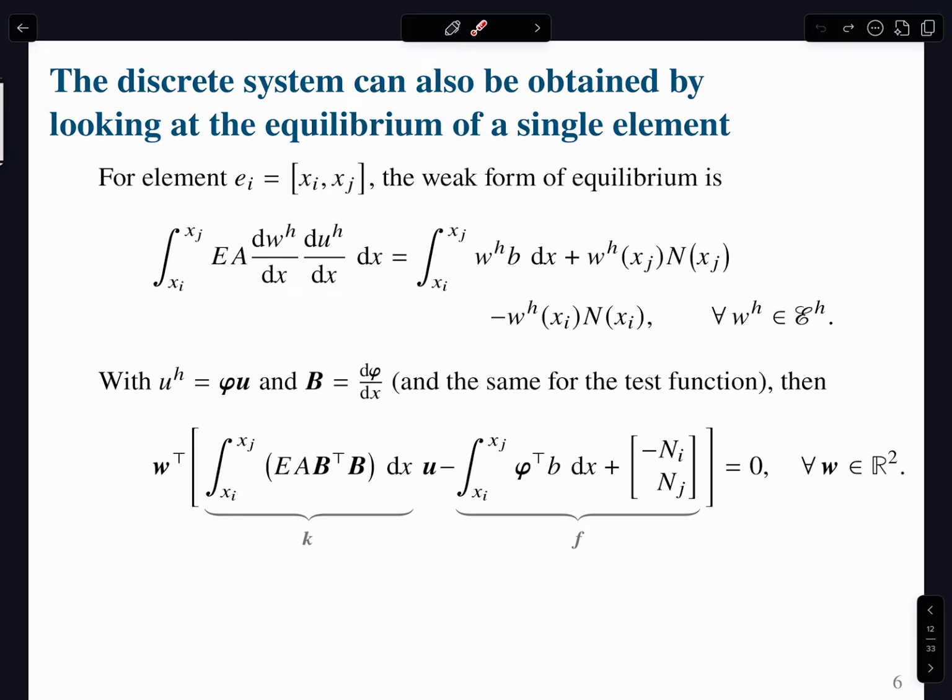You impose the condition that nj of the i minus 1 element equals minus ni of the i element, right? So, no, it's not that you impose it. They have to be equal for equilibrium to hold. And so in the end, you don't even consider these ones.